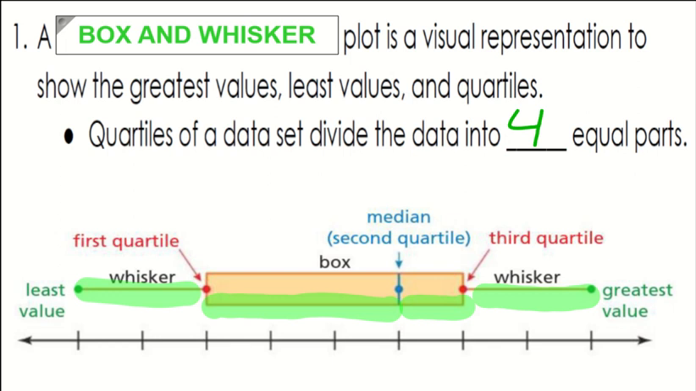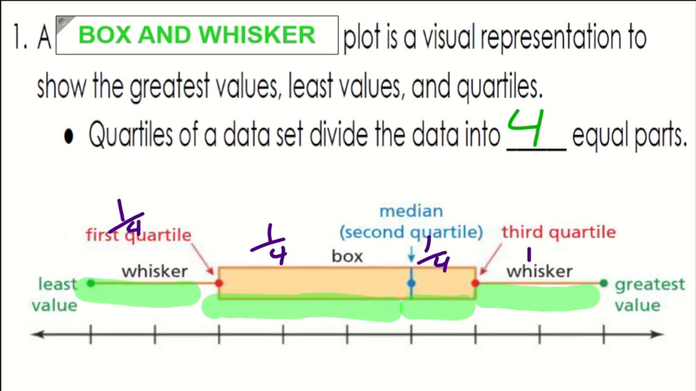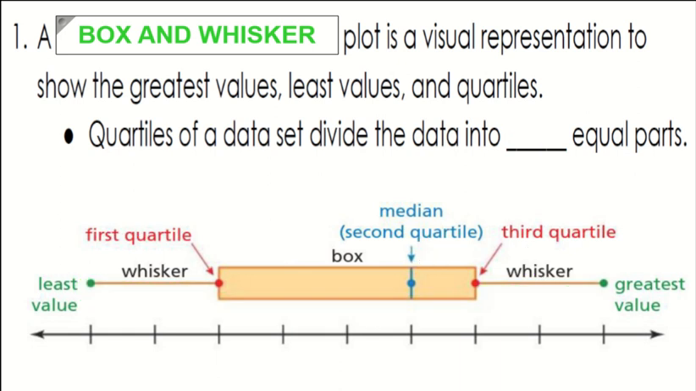So in this first section, that's 1/4 of the data, that's 1/4 of the data, that's 1/4 of the data, and then the last one is 1/4 of the data. Okay, so each individual section is an equal amount of data. It might not be an equal length when you look at it. That's because it could have the same number repeating a bunch, and then that doesn't spread it out on a number line.